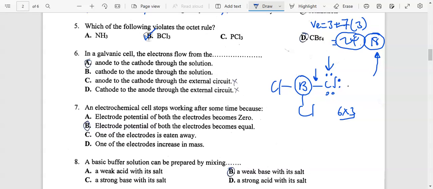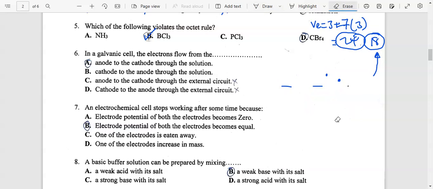And mostly when you get to look at atoms such as boron, these atoms mostly get to violate the octet. All right, and when you consider also some atoms which are in period 3, like phosphorus, those also are sometimes able to violate the octet. All right, so the answer is boron trichloride.